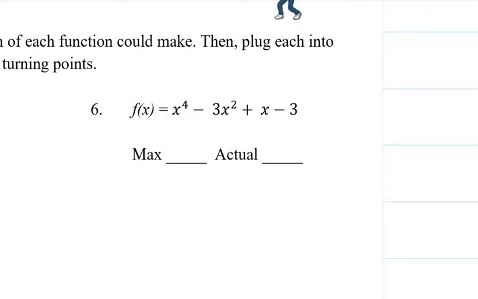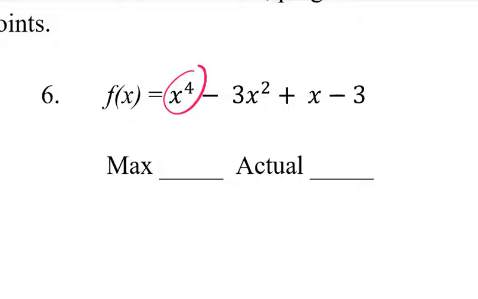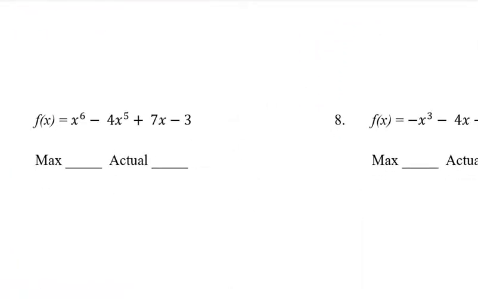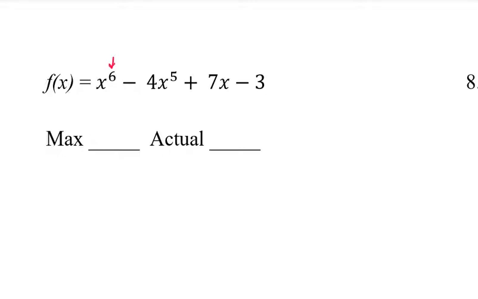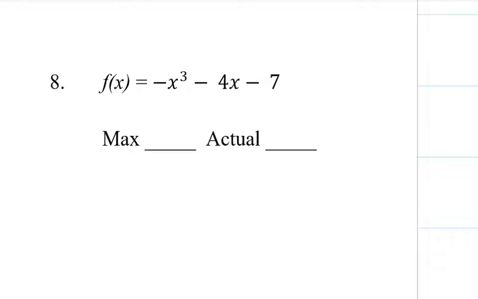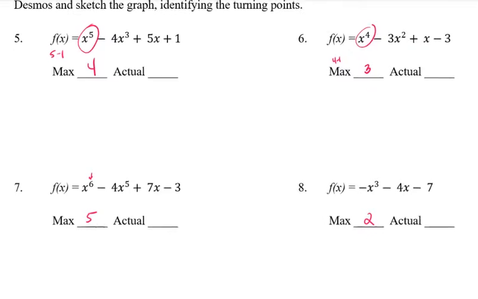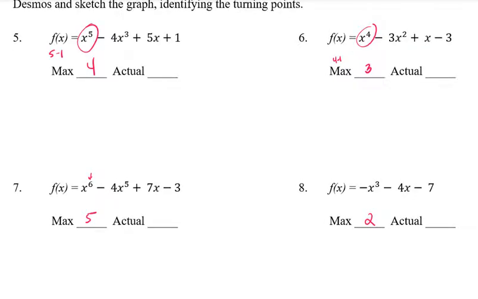But for now, let's take a look at example number 6. Degree here is 4, so that means 4 minus 1, our maximum number of turning points would be 3. Now that doesn't mean there are 3, it just means there could be 3 turning points. And then when we take a look at these other two examples down here, number 7, the degree here on this one is 6, so that means the maximum number of turning points would be 5. And similarly, if we take a look at example number 8, maximum number of turning points on this would be 2. So those are the possibilities for the maximum number of turning points that each one of these polynomials could have. They could have that, or there could be fewer.